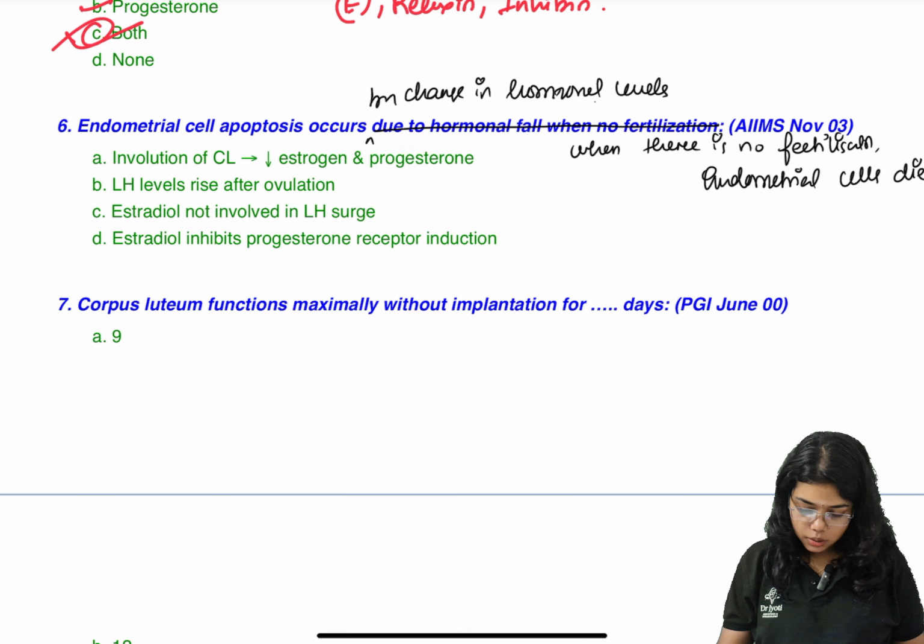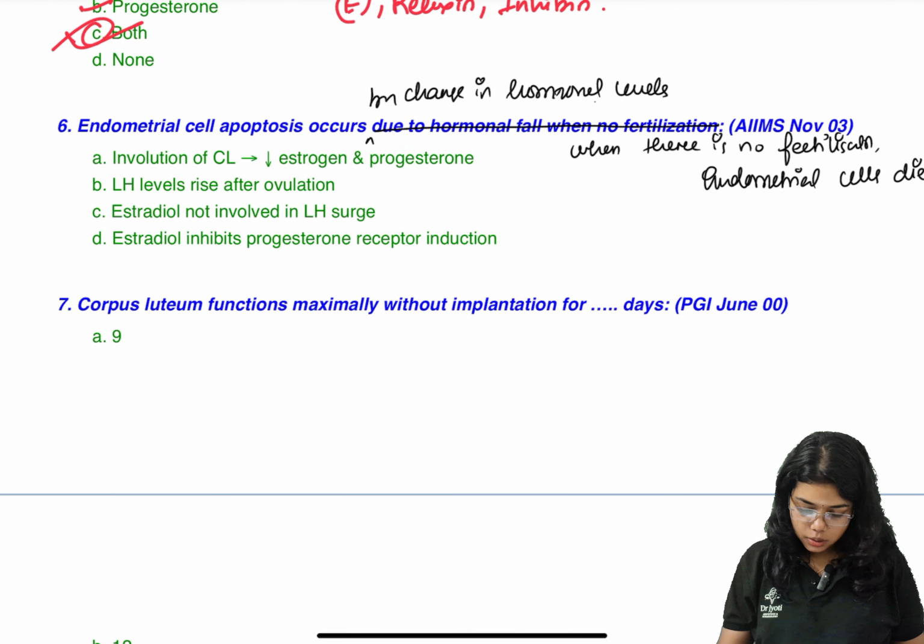Then coming to the sixth question: endometrial cell apoptosis occurs by change in the hormonal levels. When there is no fertilization, the endometrial cells die, and menstruation occurs. So indirectly the question is asking what physiological changes lead to menstruation. That means there is withdrawal of progesterone and estrogen. The involution of the corpus luteum leads to decreased estrogen and progesterone, which leads to withdrawal bleeding or apoptosis of the endometrial cells, as the cells are no longer supported by progesterone.